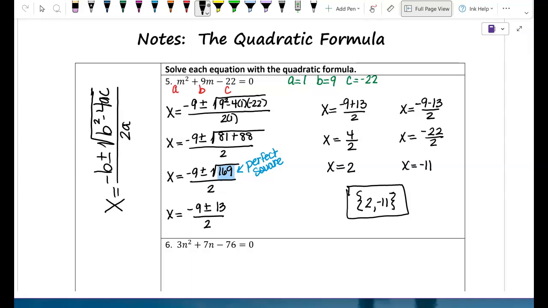Now, could that one have been solved by factoring? Absolutely. That would be a choice if you were looking at it. That one, looking at the numbers, are small enough. I might try to solve that one by factoring. But again, the quadratic function works in any circumstance. So it's what I call the fail-safe. You can't go wrong with the quadratic formula. It is going to work in every situation.